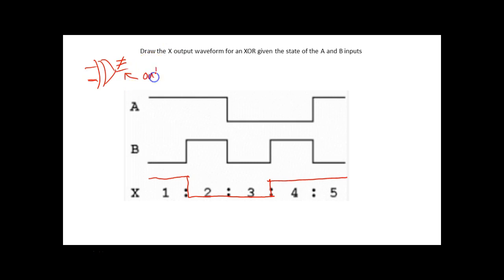I'm sorry, the output will be high if the inputs, and it should be the two inputs. These guys won't have more than two, right? So if we came up here and identified when they're not equal to each other, that would be here and here.